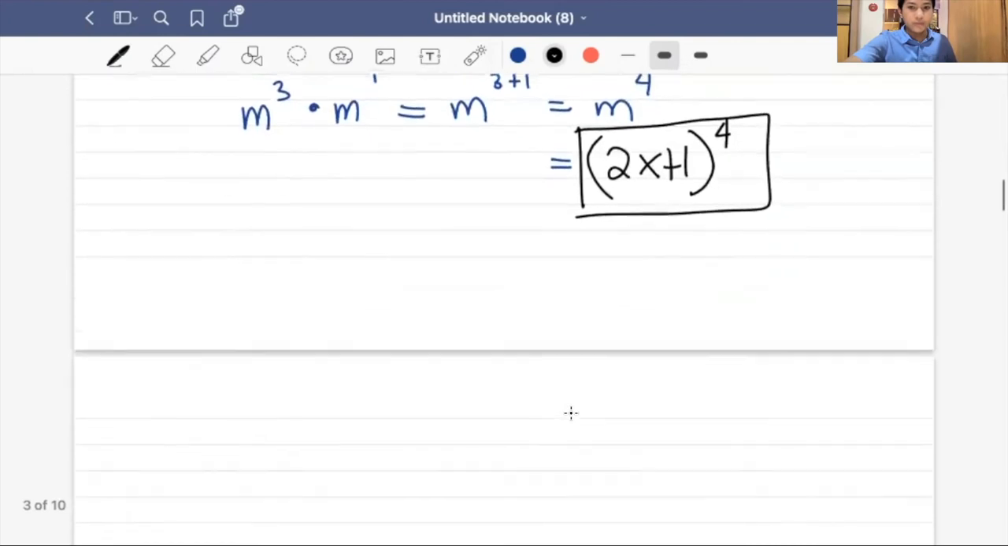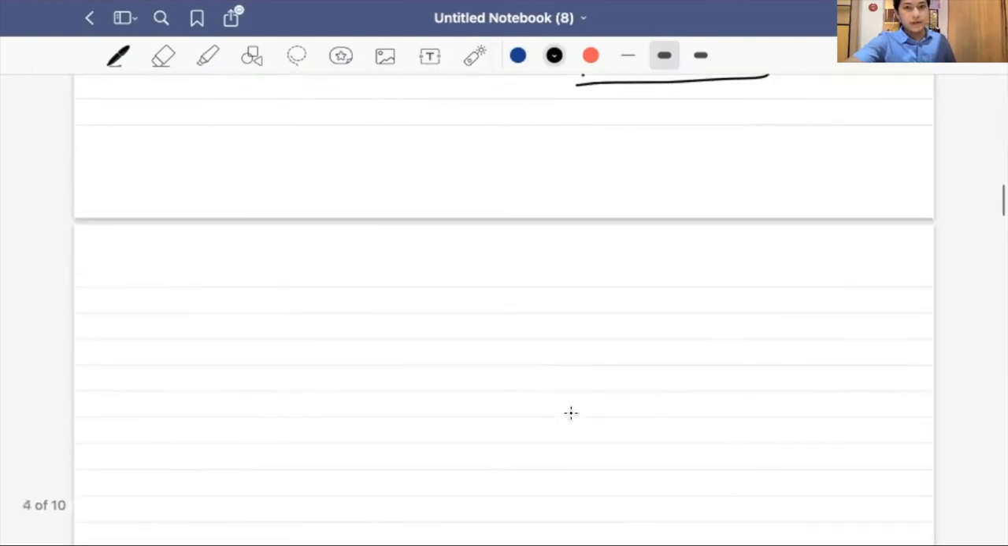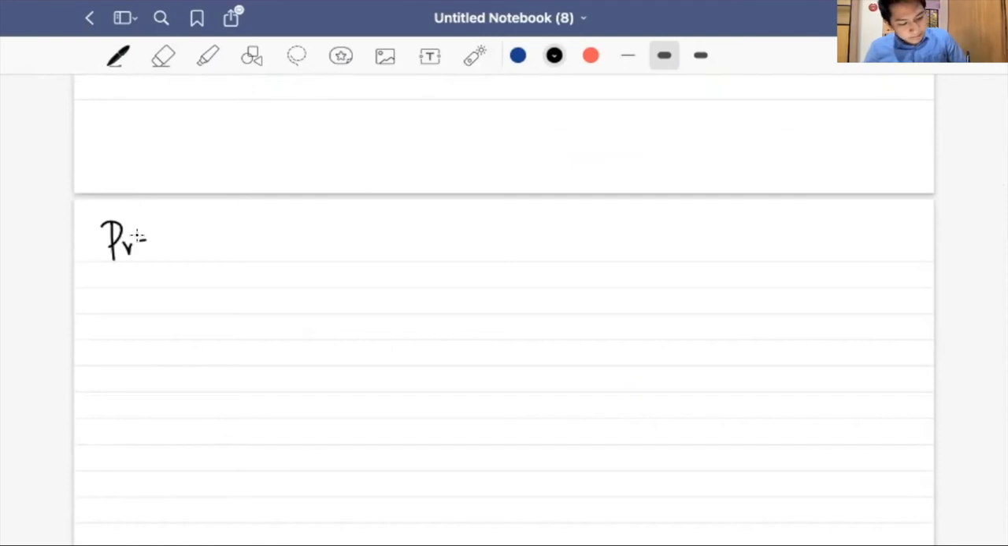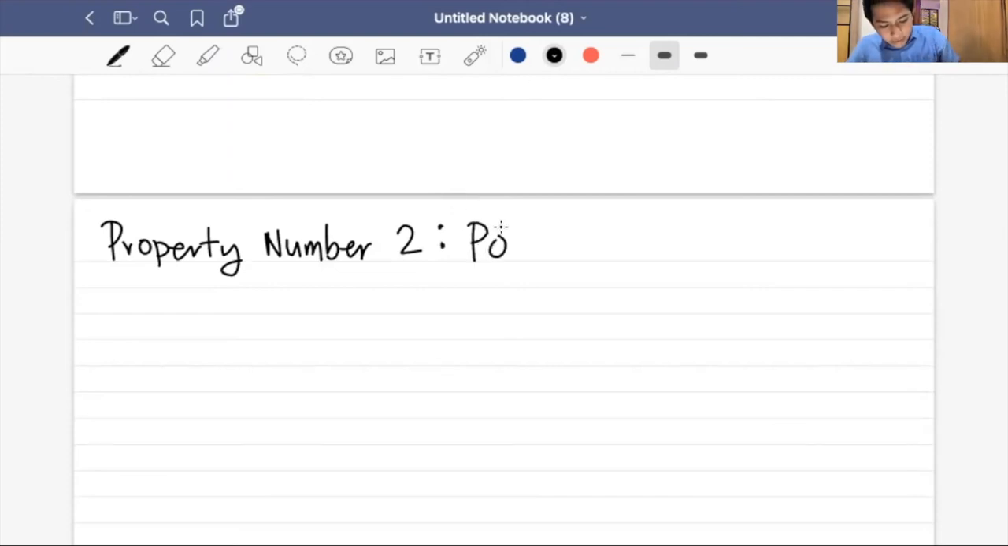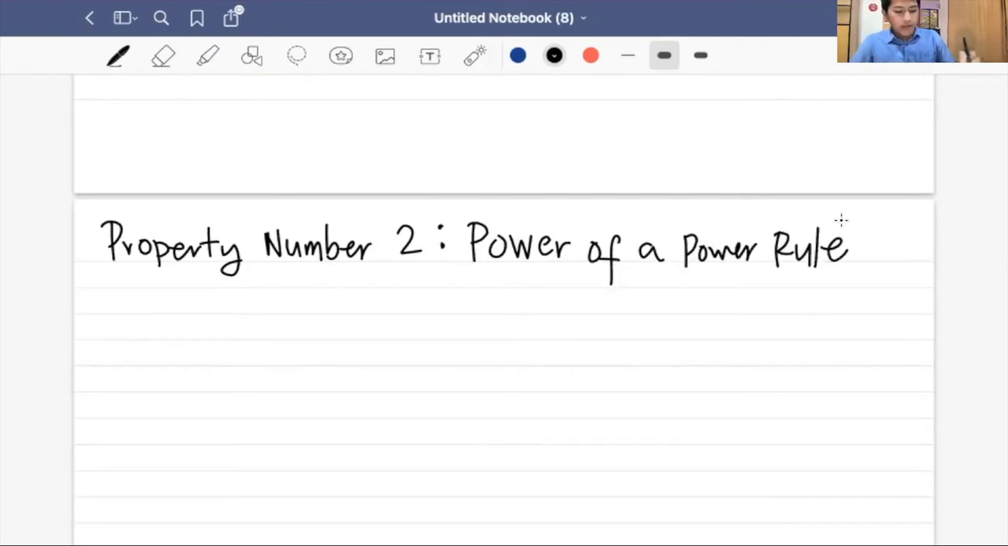We're done with the product rule. Property number 2. Our property number 2 is kind of similar to property number 1, but this is what we call the power of a power rule. Now we are going to use what we know about property number 1. So, power of a power rule.